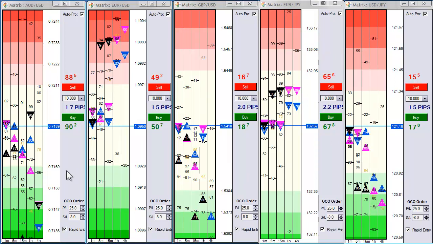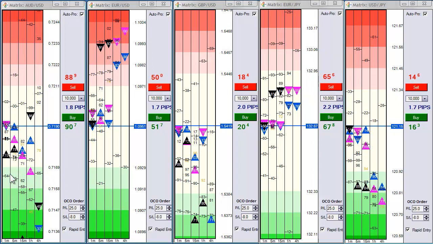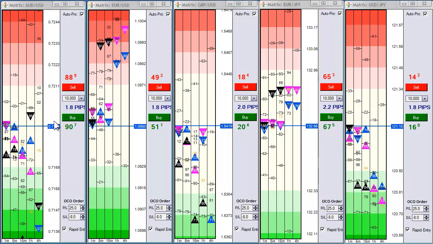So the easiest strategy to focus on is looking for 2 or more of these Fibonacci levels in the red or green zones. And when this blue price line hits these levels, that's where you'll execute your trade.